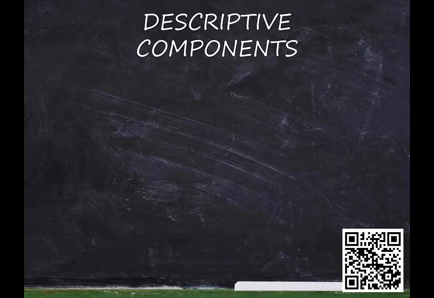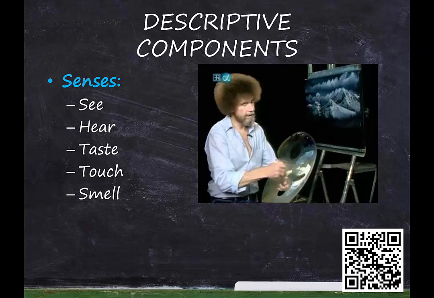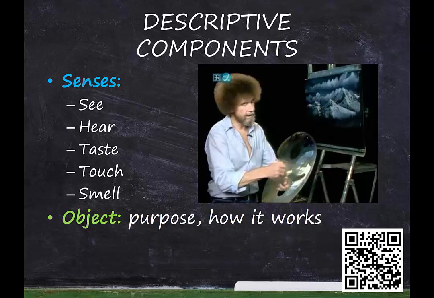Descriptive writing is pretty straightforward. You're painting a picture for your reader. Purdue reminds us to use vivid descriptions of things we can experience with our senses, what we can see, hear, taste, touch, and smell. If you're describing an object, you might also include an explanation of what it's for and how it works. And if you're describing a person, you might include information on his or her personality.